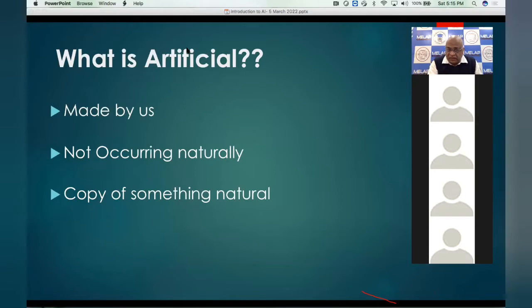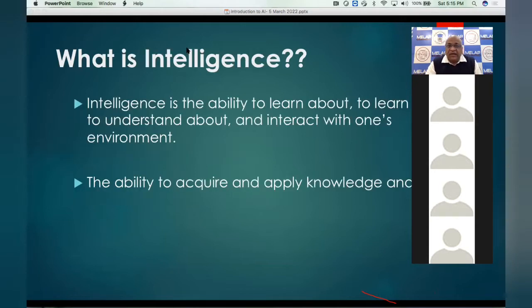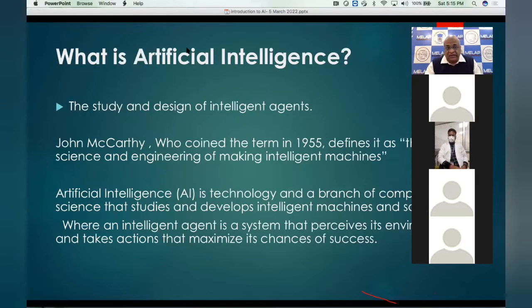So that means it is not something which is occurring naturally. And what is intelligence? It is the ability to learn, to understand, and to interact with one's environment. That means the ability to acquire knowledge and apply this knowledge. When we ourselves are applying this knowledge, then it is natural intelligence. And when a machine is carrying out this activity for us, that is, we are using the intelligence of a machine, then it is called artificial intelligence.